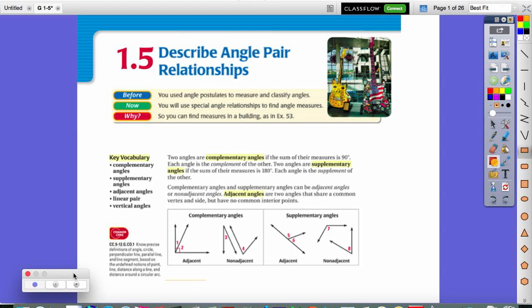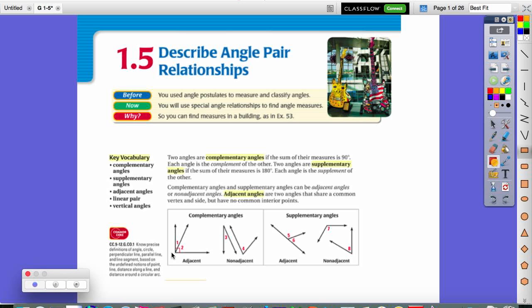In lesson 1.5, we're going to describe angle pair relationships. A lot of this should be review. So, two angles are complementary angles if the sum of their measures is 90 degrees. They're supplementary if the sum of their measures is 180 degrees. They are adjacent angles if they are next to each other.